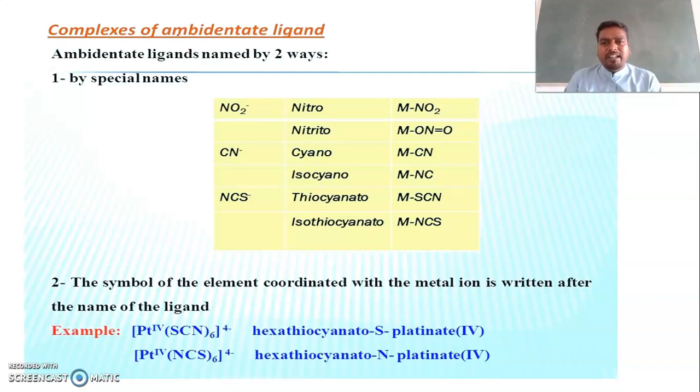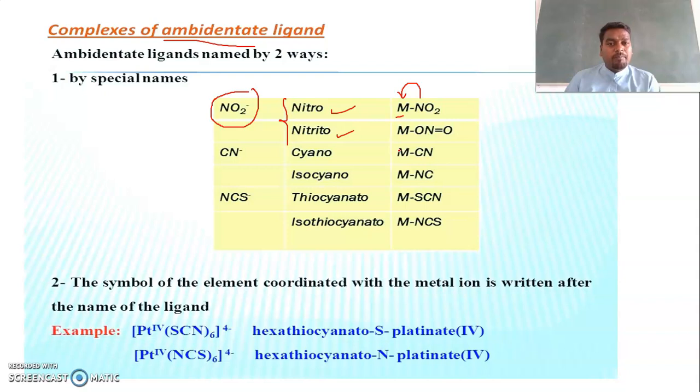Next, ambidentate ligand. You know ambidentate ligands. These are monodentate ligands, but they contain more than one ligating atom, more than one donating atom. The best example is NO2 minus. We call this by two names: same chemical species, same ligand, but two different names. Nitro and nitrito. Why is it called nitro? Because in this case, nitrogen donates electrons to the central metal atom.